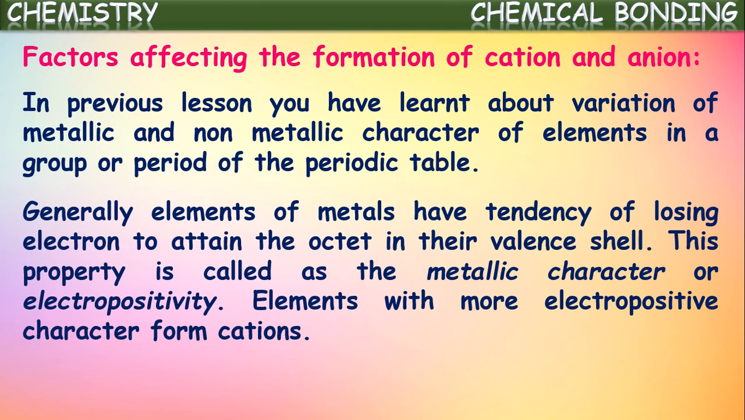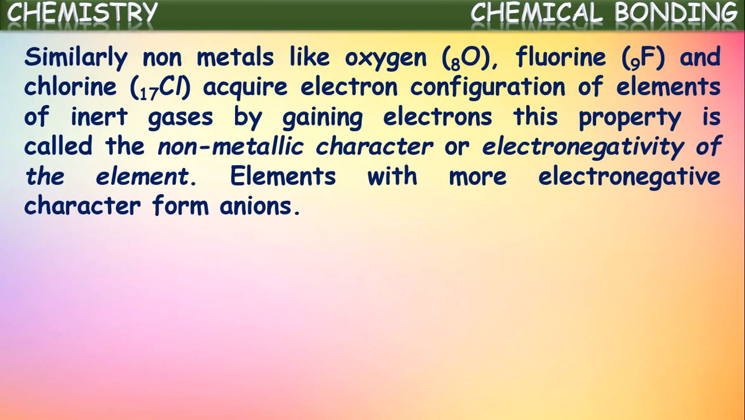We know the elements at the extreme left side of the periodic table are the alkali metals and the next, alkaline earth metals. These have more tendency to lose electrons, which means they have more electropositive character, and so they form cations easily. Okay. Next, similarly, non-metals like oxygen, fluorine and chlorine acquire the electron configuration of the nearest inert gas by gaining electrons.